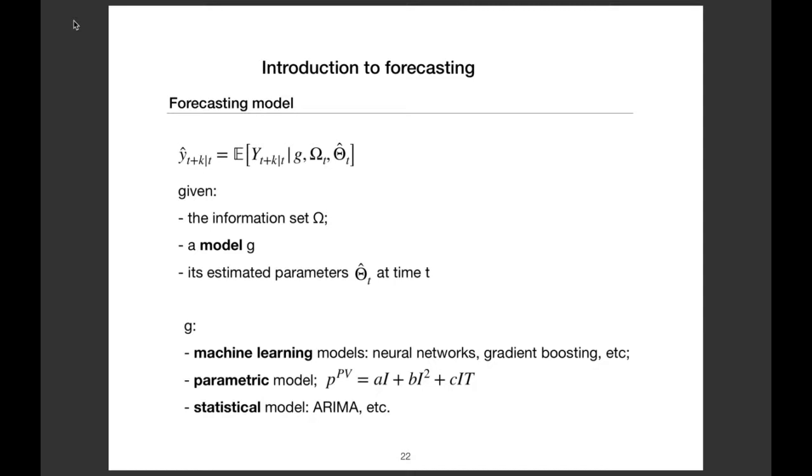So for instance, for PV generation, we know that the PV generation is directly related to the solar irradiance, big A, and the air temperature. And we know the law, and it is this one. So we could use this parametric law. And here you can see that the estimated parameters have to be A, B, and C, and you have to estimate these parameters given your PV plant. But it can also be a statistical model such as ARIMA, etc. So J could be anything. You have a lot of different kinds of models, from machine learning models to parametric to statistical models.